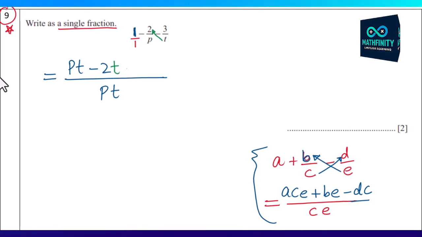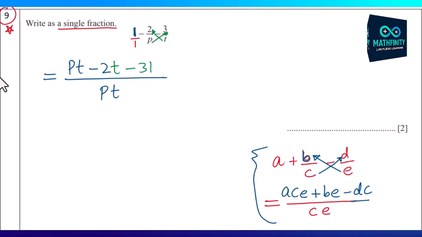What is the sign between them? Negative. And P you have to multiply with 3. So it will be 3P. After this one, we cannot add or subtract because there is no like term in the numerator. PT is a different term, negative 2t is different, and negative 3p. There is no like term, so we cannot add or subtract.